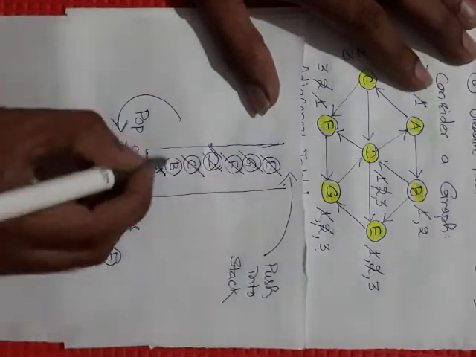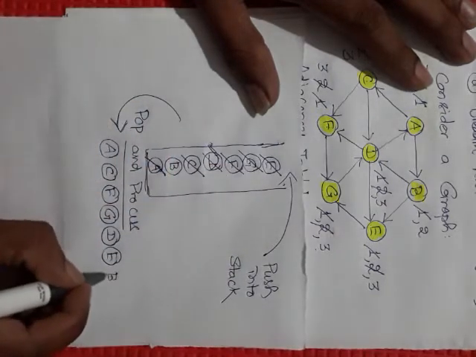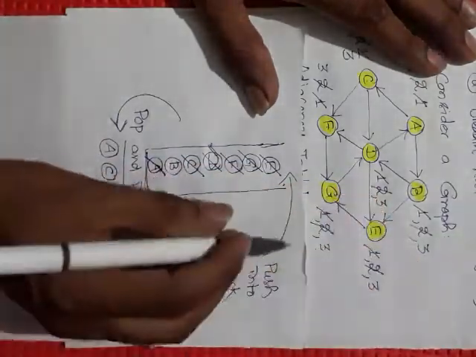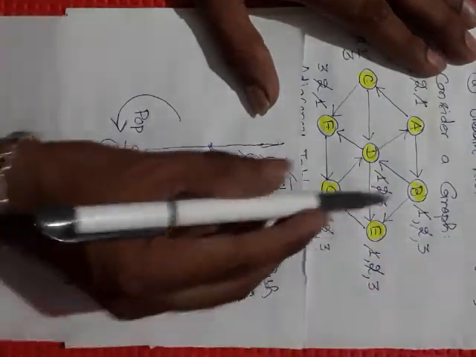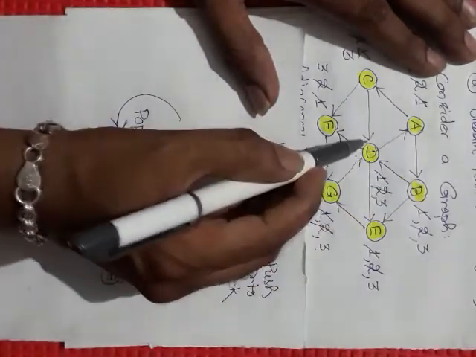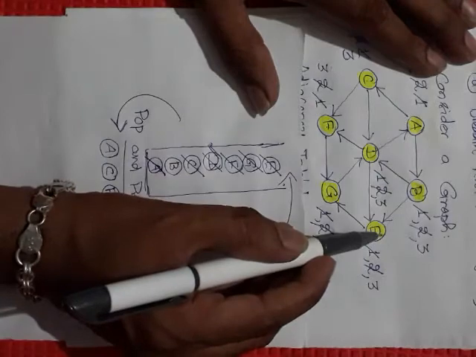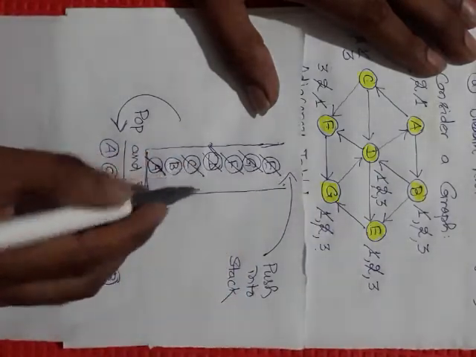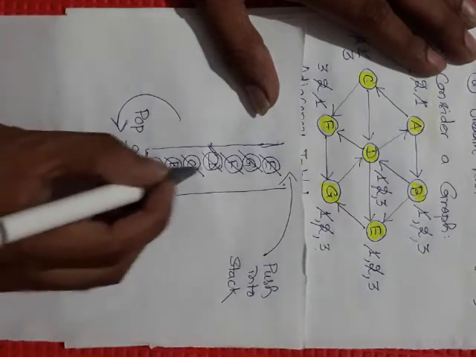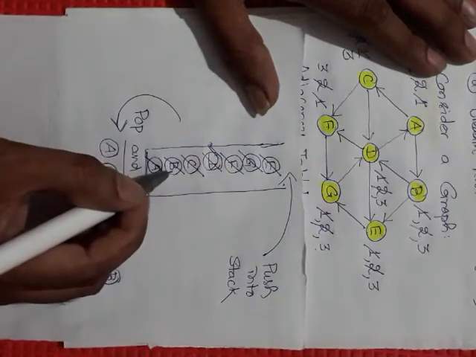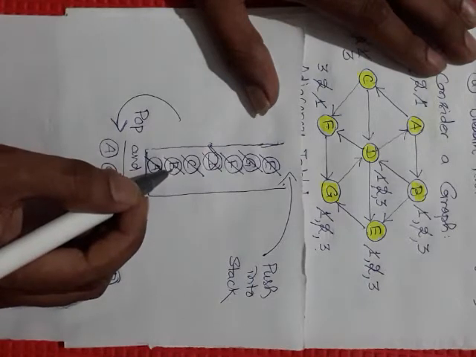Take out the node from the stack, that is B, and process it. Node B we have taken out and processed. Check for the adjacent nodes of B, that is D and E. D is already processed, E is already processed. So nothing will be pushed into the stack. Again check whether the stack is empty or not. Now if you observe, the stack is empty. When the stack is empty, we can stop the process.